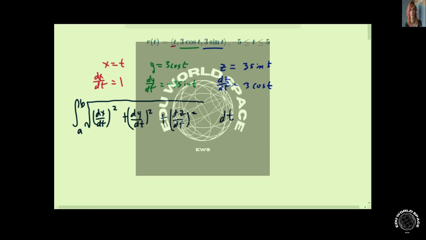And now we just need to come down here and plug these in. Oh, and our a and b is supposed to be our interval start and our interval end. So a is -5 and b is 5. So let's plug all that in now.